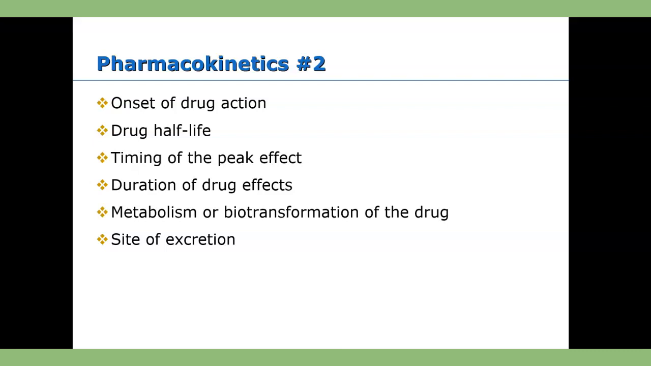When does it peak? When does the drug work at its best, or is at its peak in your system? How long does it last? And then how is it metabolized? And where is it excreted? All of these will be in a drug book under each medication that you look up, because these are important to know.